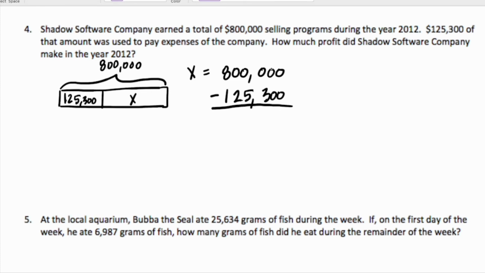I can do 0 minus 0, 0 minus 0. Can't do 0 minus 3. Can't take from 0. Can't take from 0. So I'm going to take from 8, which becomes 7. This becomes 10 and then 9. This becomes 10 and then 9. This becomes 10. And that's it, because I don't need to take or give, I should say, to anything else. Now we can subtract. We got 0, 0, 7, 4, 7, 6. Let's check it.